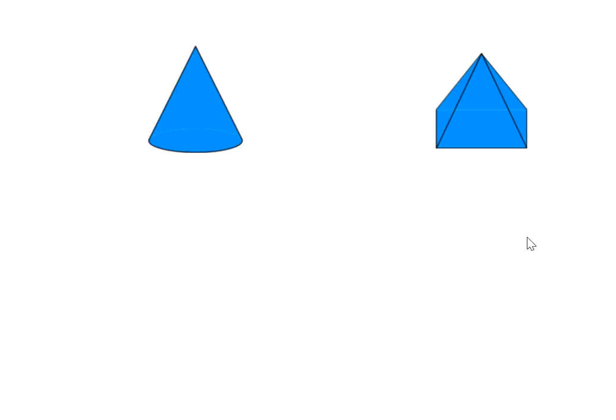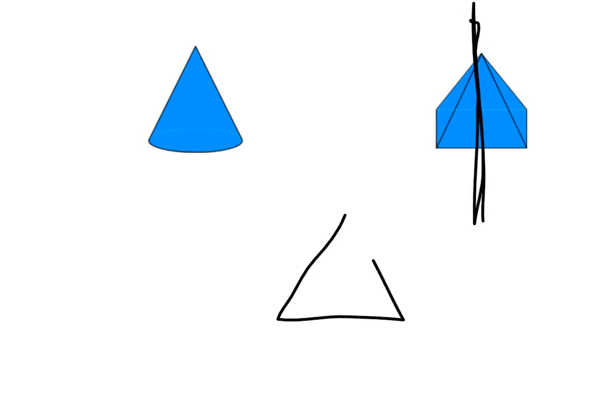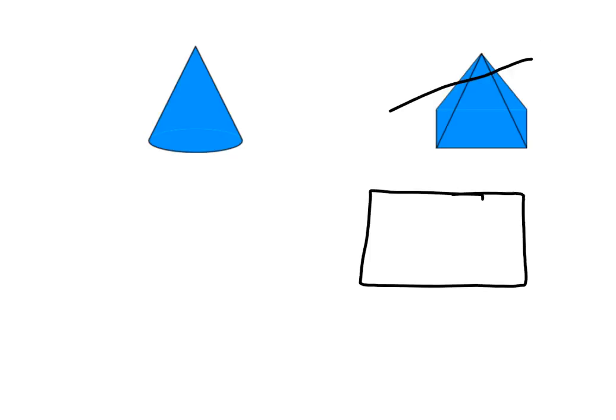And then the last example I've got is just a square pyramid. If I cut it horizontally, I'll see whatever my base is, which would be a square in this case. If I cut it vertically, I'm going to see a triangle. And then diagonally, depending upon where I cut it, if I slice it somewhere here, I would see a rectangle.